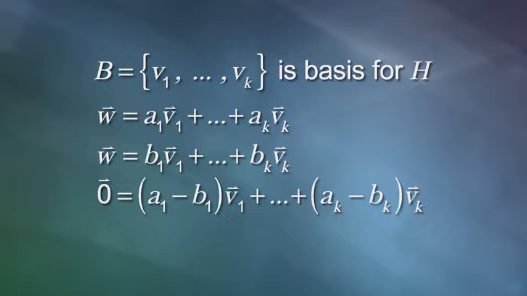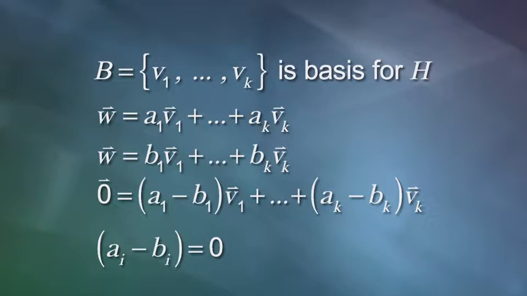But here's where linear independence comes in. Because B is linearly independent, all these coefficients, ai - bi, must be 0. So ai equals bi for all i, which shows that the two ways of expressing w were really the same way. End of proof.